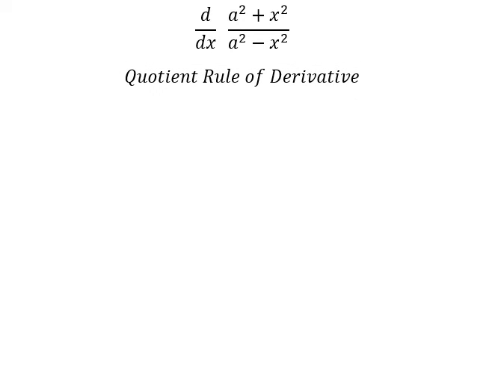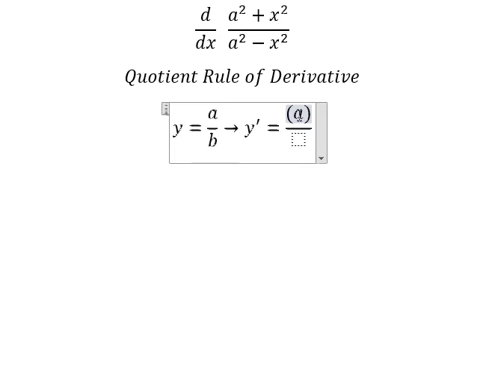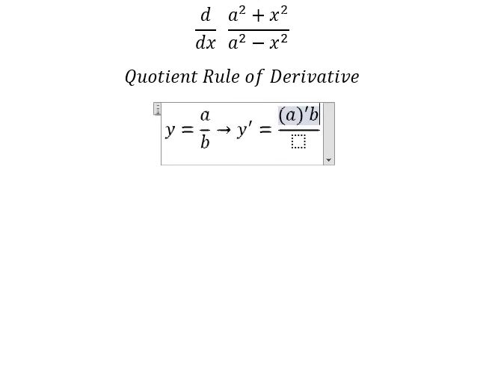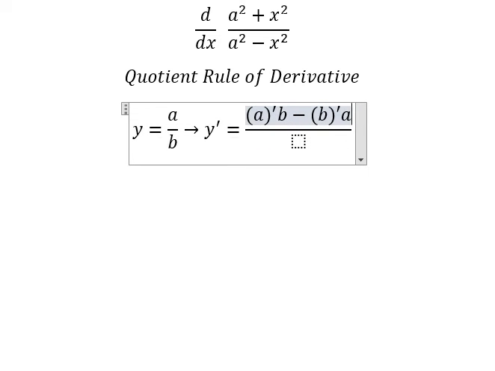So we have y equals a over b. If I do first derivative of this one, we need to do first derivative of a multiplied by b, minus first derivative of b multiplied by a, over b squared. Now we can apply the formula for this one.